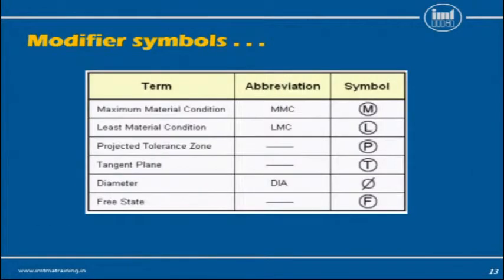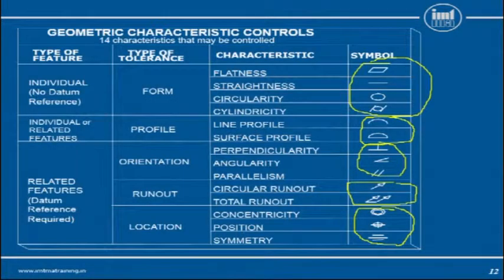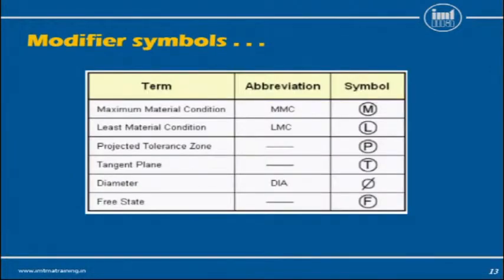Now, we move on to the next slide, wherein some other symbols are mentioned coming under the heading of modifier symbols. That means, in addition to the 14 main symbols we have seen in the earlier slide, these symbols are called modifier symbols because these symbols modify either the shape of the tolerance zone or the value of the tolerance zone.